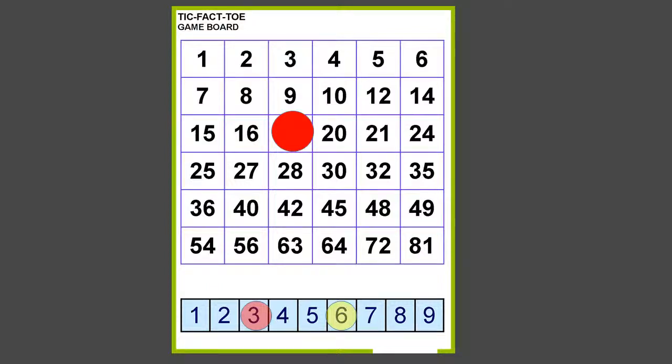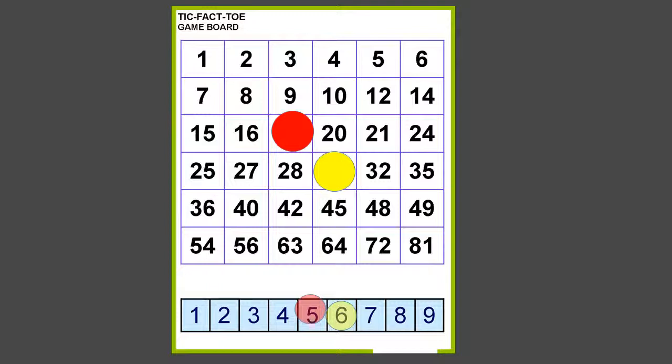So we're going to move the 3 to the 5. And we're going to have 5 times 3 is 30. So we're going to cover up the 30. So now it's back to the red player's turn.